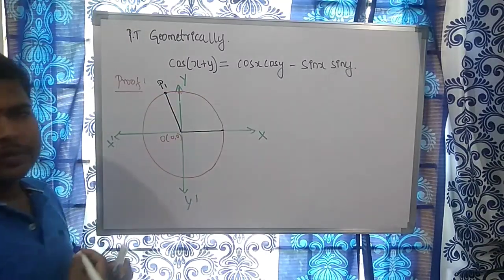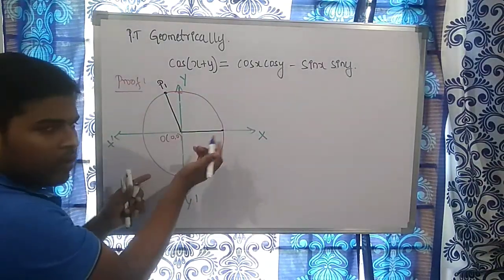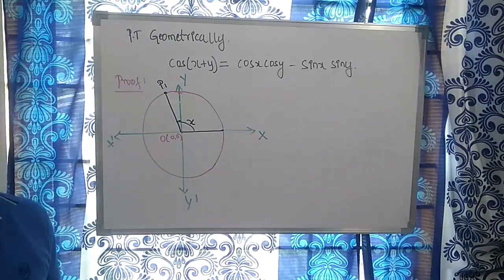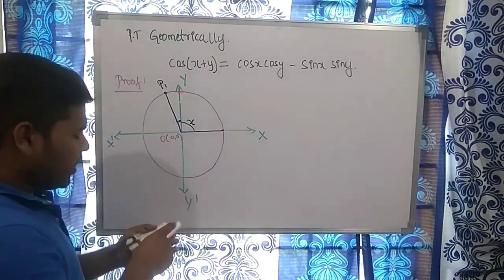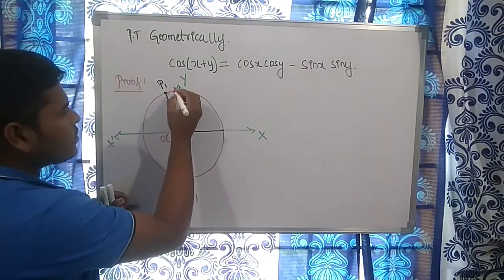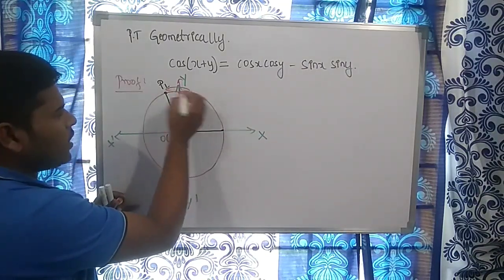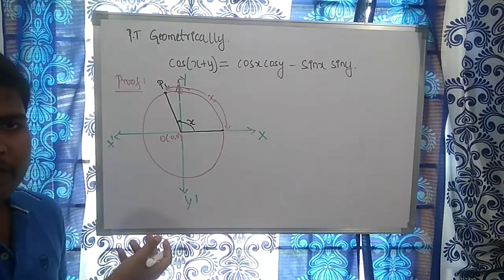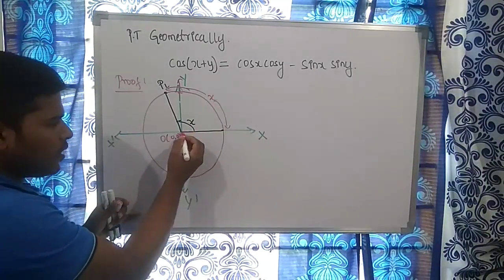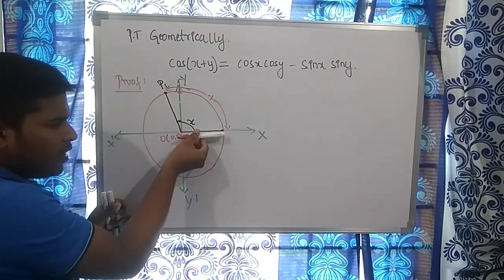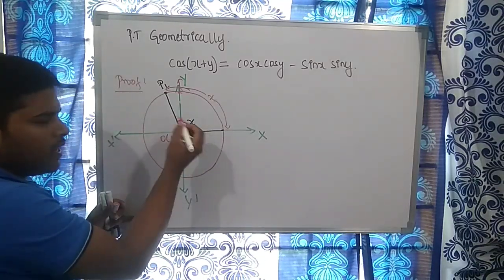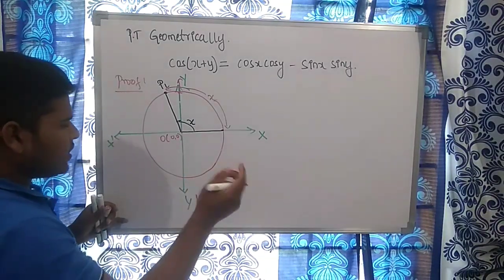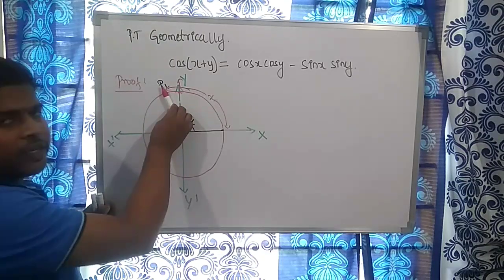Point P1 is there. That means rotating from the initial line creates some angle, that is x radian. If it is x radian, obviously its arc length is also x, because we are considering a unit circle. Then the first step is over. This is the initial line, rotating from here to here creates x radian, not x degree, x radian.